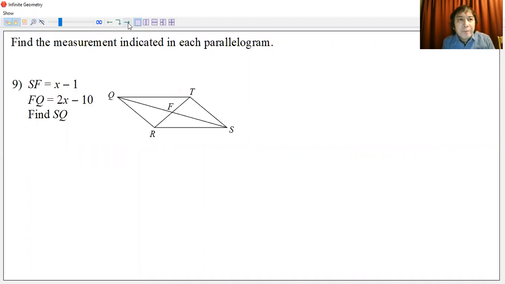Let's continue with number 9. Here's number 9. Find the measurement indicated in each parallelogram. This time we're looking for diagonals. Now, the characteristic of parallelograms' diagonals is that they bisect each other.